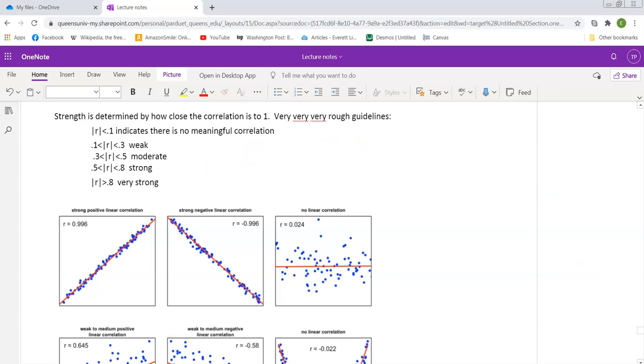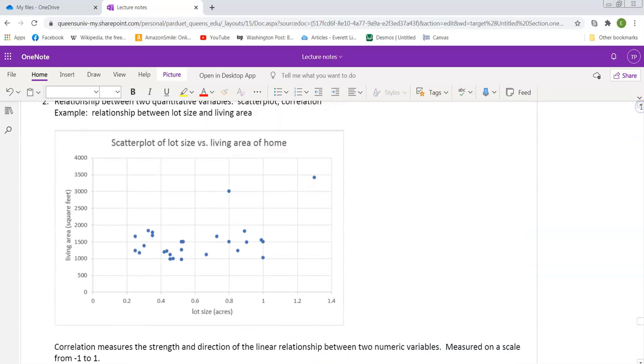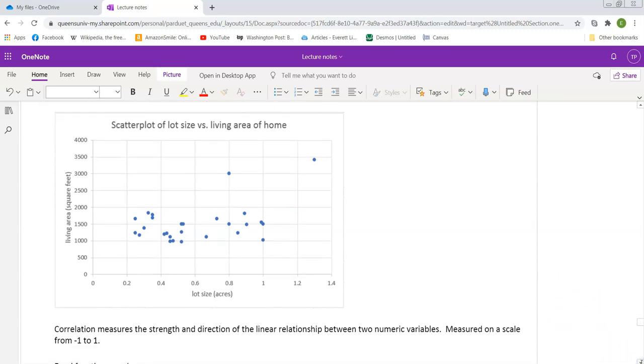But a couple of things. If you look at this scatter plot, it doesn't look like there's a very strong relationship here. If you take out these two data points, this is really, really weak. So you kind of take it all with a grain of salt and look at it holistically.